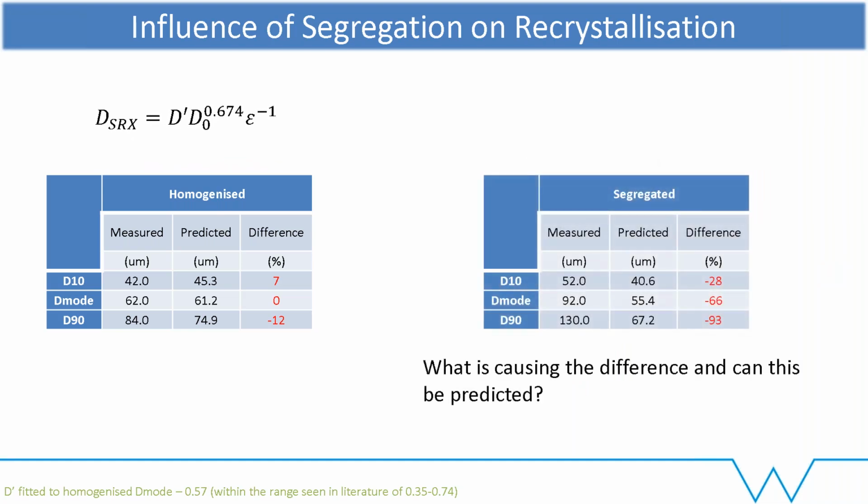Then if we compare that to how it predicts the segregated sample with the same fitting parameters, because after all, those fitting parameters are material specific and we've actually got the same material, the differences now are incredibly different, with the D90 being almost half. It's incredibly poorly predicted. So we want to know why this is.